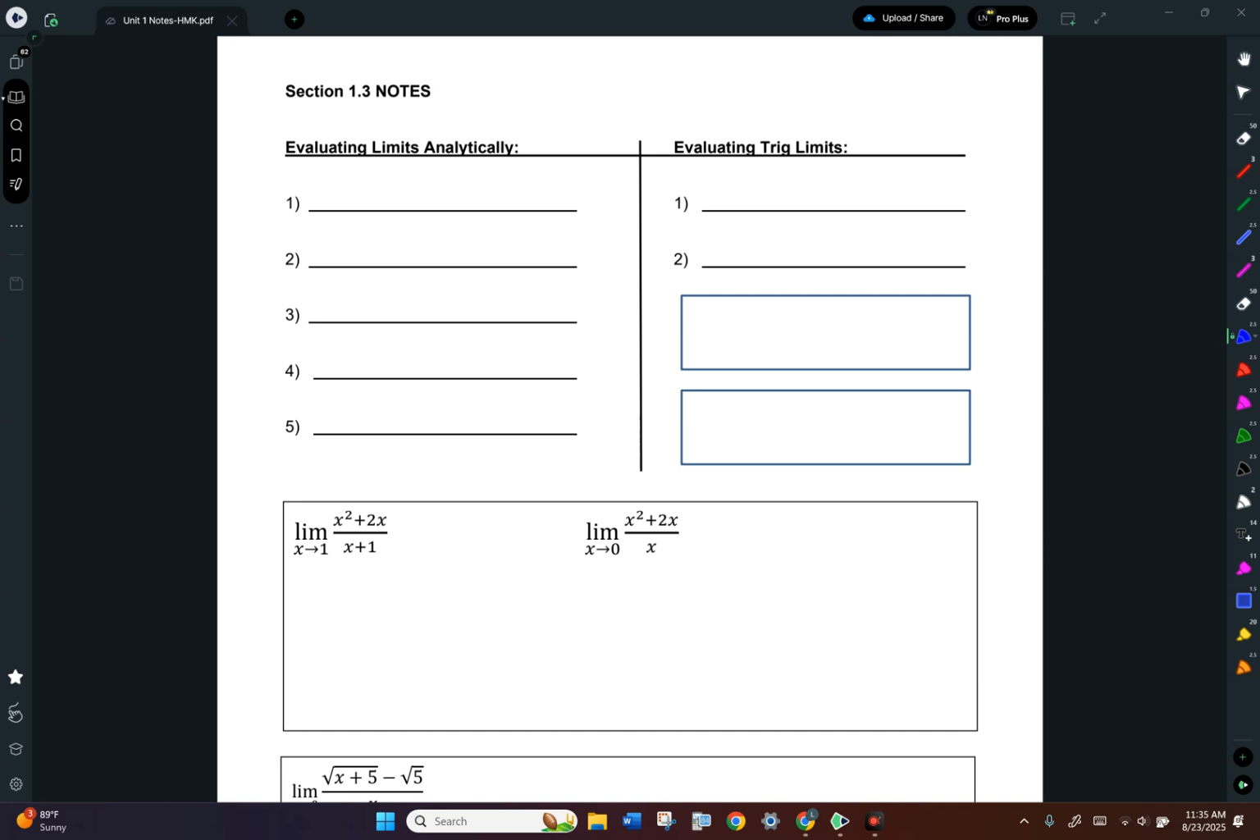This is part 2 of section 1.3. So this is how to evaluate limits that have trig functions involved. Just like on the first side that we had already completed, the first thing you're always going to try is to substitute.